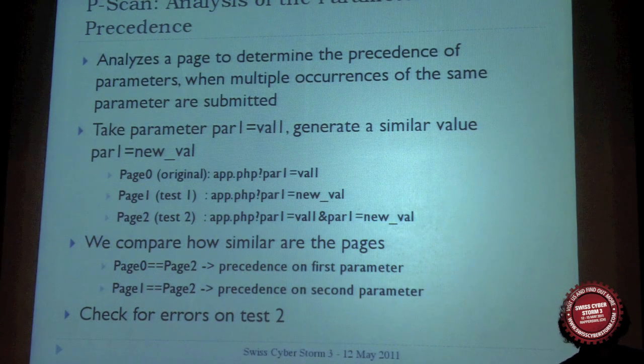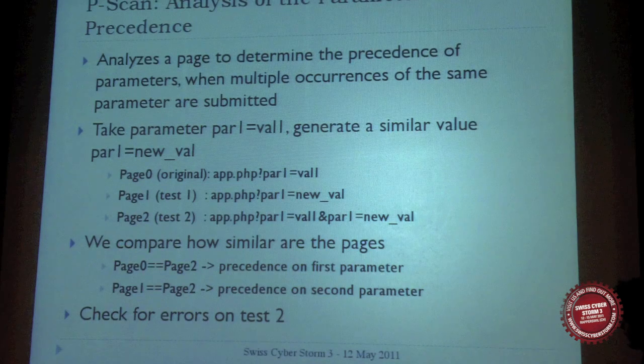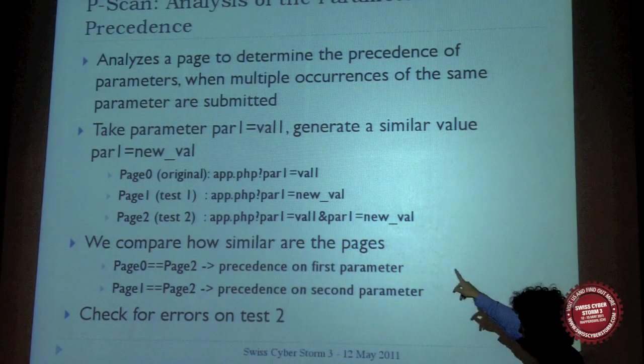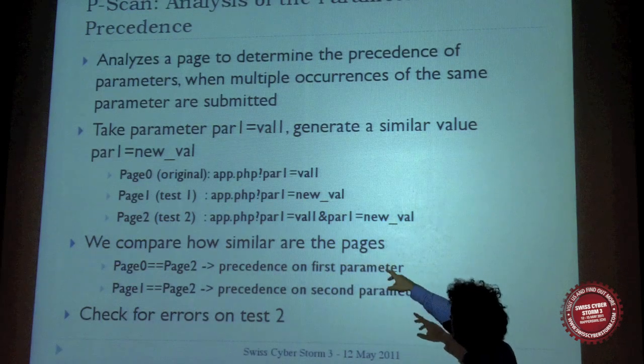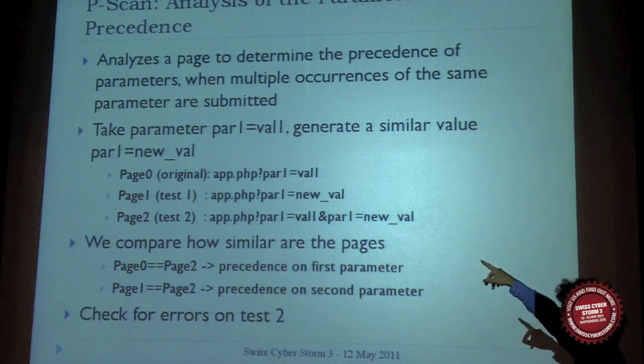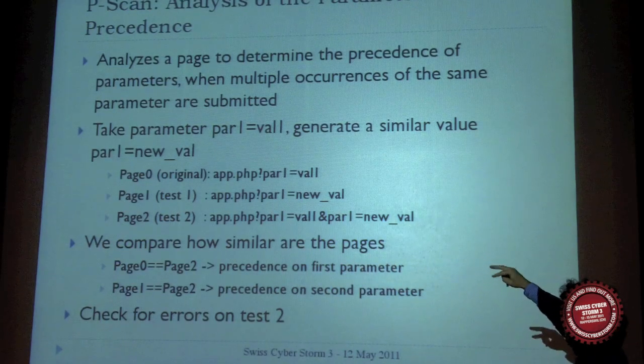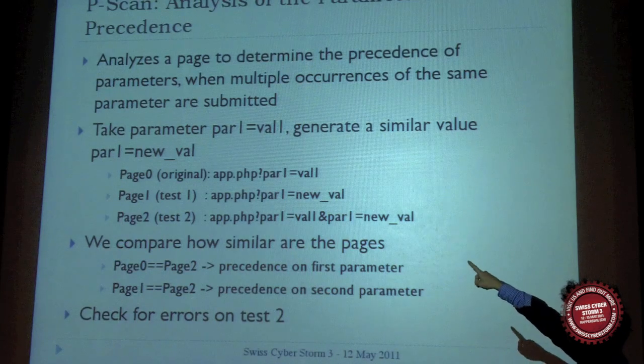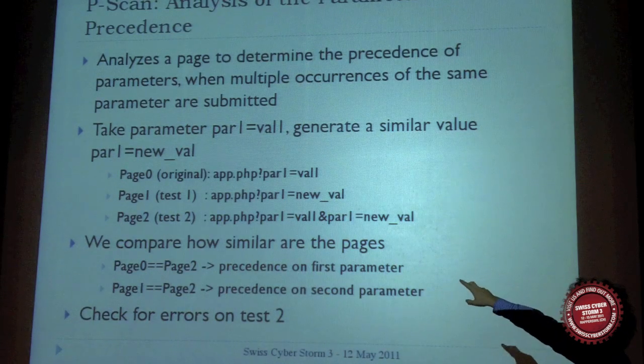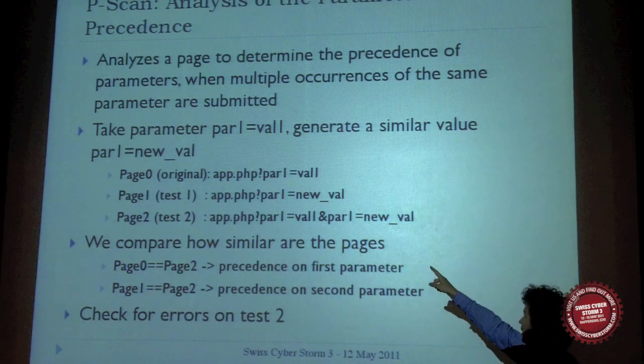I will go a bit into detail on the P-scan. What it does is determine the precedence of parameters when multiple occurrences of the same parameter are submitted. Let's consider an application called app.php with a parameter par1 with a value. It creates two requests: one with par1 equal to a new value, and one with both parameters, so par1 equal to the original value, and par1 equal to the new value.